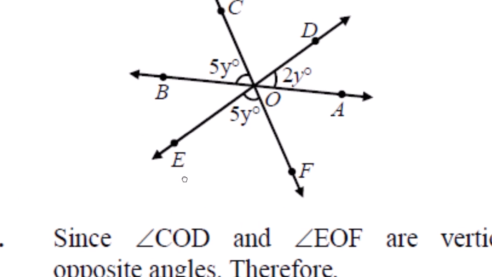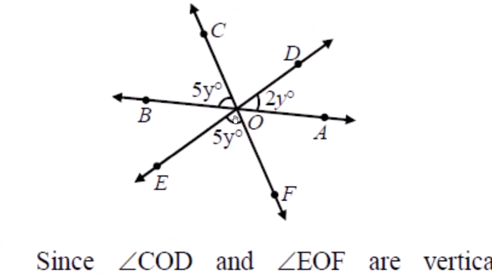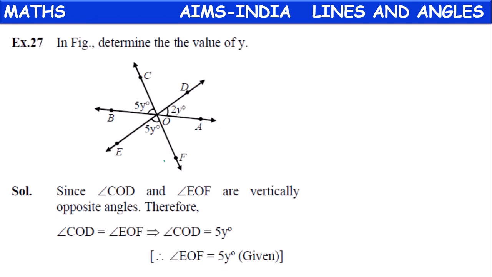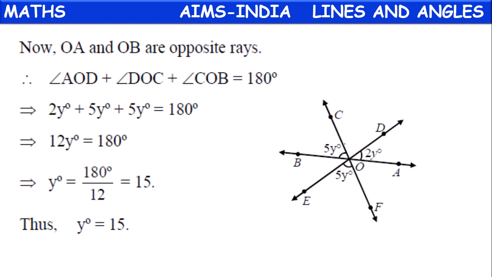So here COD and EOF are vertically opposite angles. So if this is 5y degrees, the vertically opposite angle also will be equal to 5y degrees. So EOF equals COD. So COD equals 5y degrees because EOF equals 5y degrees. That is one conclusion.